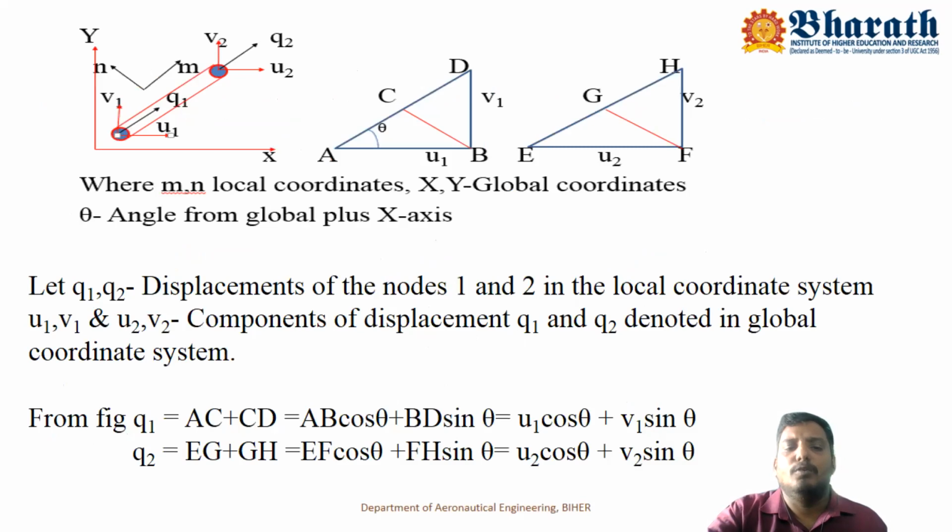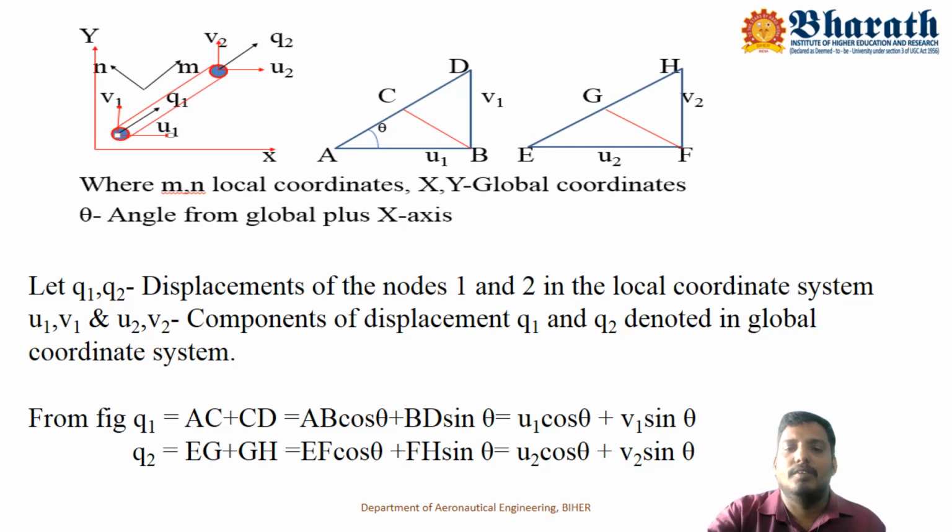So let Q1, Q2 be the displacements of nodes 1 and 2 in the local coordinate system. Similarly, U1, V1 as well as U2, V2 are the components of displacements Q1 and Q2 denoted in the global coordinate system. From the figure, Q1 represents AC plus CD, where we consider the triangle ACB. We form a right-angle geometry property. Then we write AC as AB cos theta, and CD can be written as BD sin theta. That will be, with reference to U1, cos theta plus V1 sin theta.